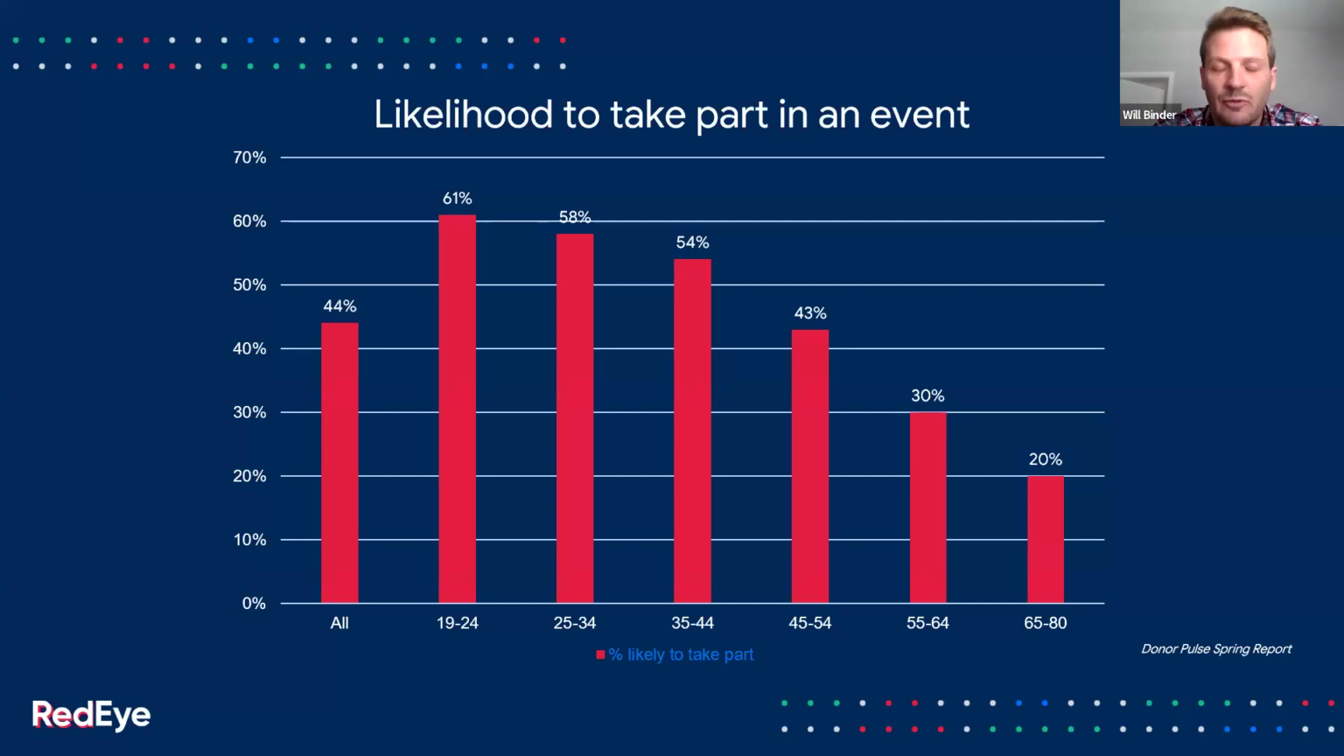And doing some research, we found that the Donor Pool Spring Report states that about 44% of the public are likely to take part in a fundraising event, which is identical to just about a year ago. But there's around 10% on top of that that are undecided. So we view it as there's plentiful opportunity there for you to engage with that public and encourage them to take part in those events.